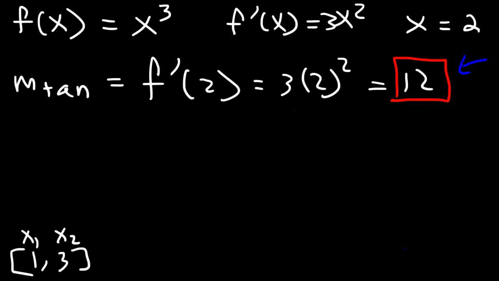So I'm just going to write this down on the bottom for reference. So now let's choose numbers that are closer to 2, like 1.9 and 2.1. So 2 is the midpoint.